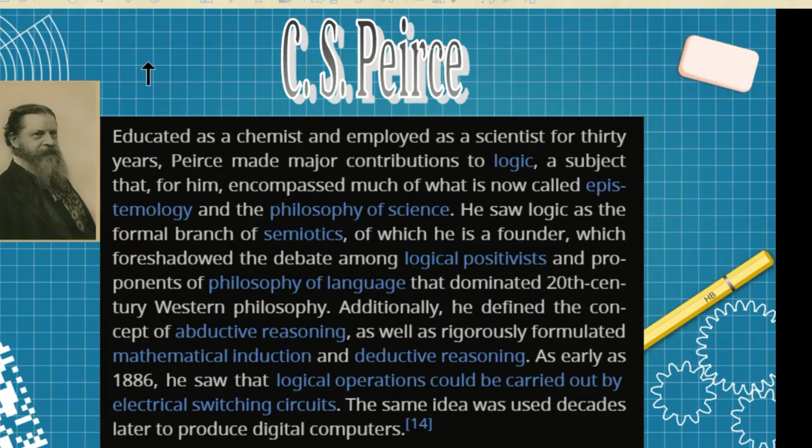Let me read this from Wiki. He was educated as a chemist and employed as a scientist for 30 years. Peirce made major contributions to logic, a subject that for him encompassed much of what is now called epistemology and the philosophy of science. He saw logic as a formal branch of semiotics, of which he is a founder, which foreshadowed the debate among logical positivists and proponents of philosophy of language that dominated 20th century Western philosophy. Additionally, he defined the concept of abductive reasoning, as well as rigorously formulated mathematical induction and deductive reasoning.